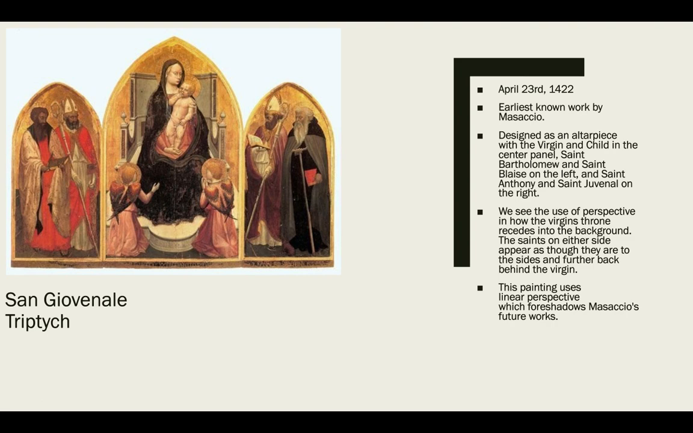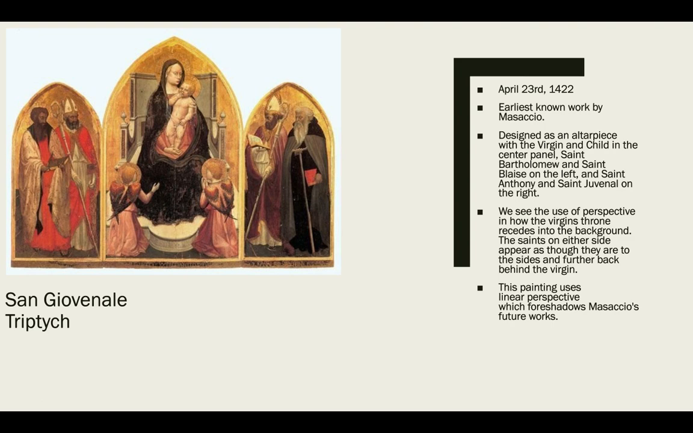The first piece of his that we will cover is the San Giovanni Triptych. It is dated to April 23rd, 1422, and is one of his earliest known works. It was designed as an altarpiece with the Virgin and Child in the center panel, Saint Bartholomew and Saint Blaise on the left, and Saint Anthony and Saint Juvenal on the right.